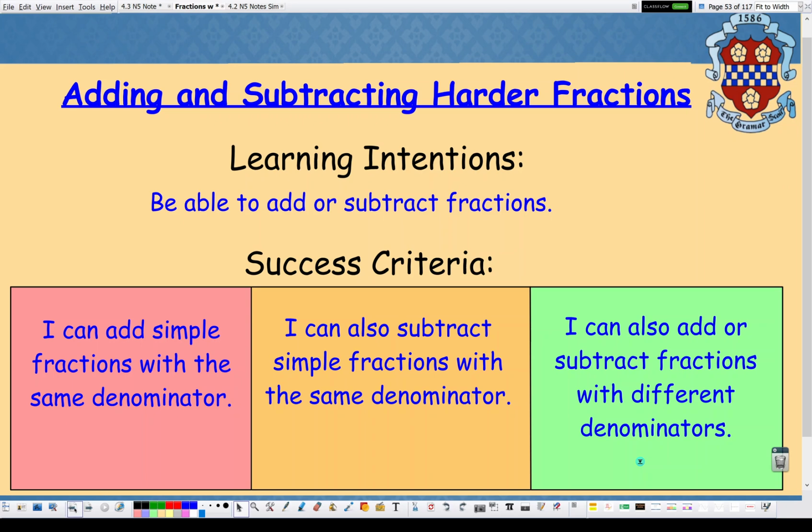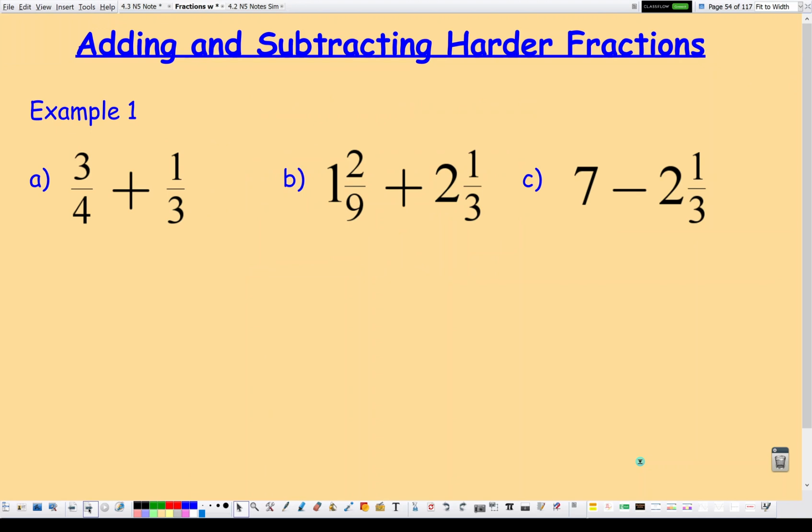Right, let's go then. So, 3 examples to copy down. First one, 3/4 plus 1/3. Okay? Very bread and butter, adding fractions with different denominators. Okay? So, fundamentals. We can't add them until they have the same denominator. So, let's get them to be the same denominator.